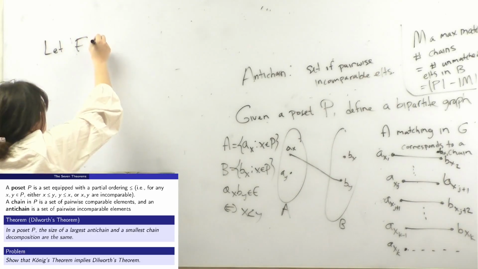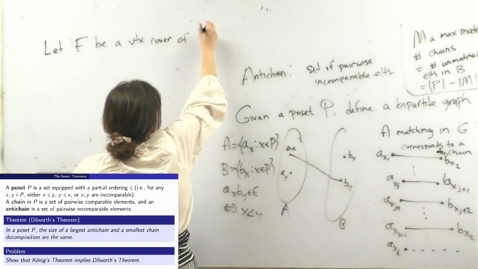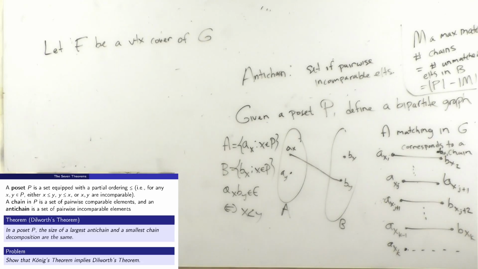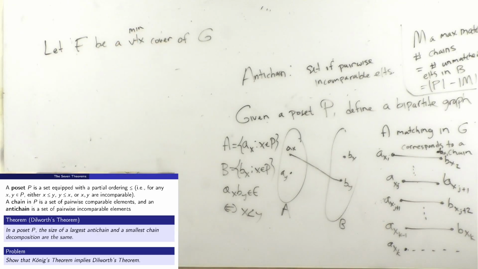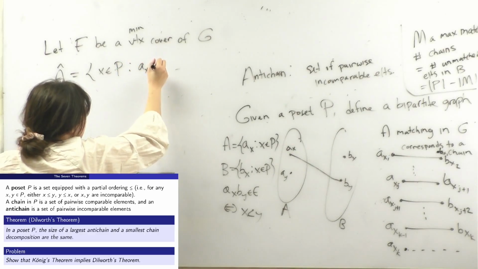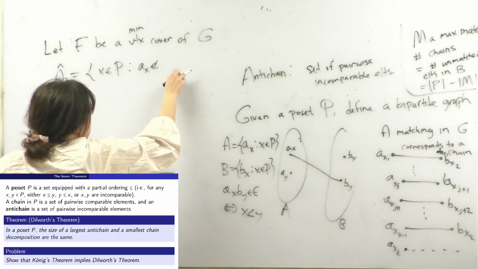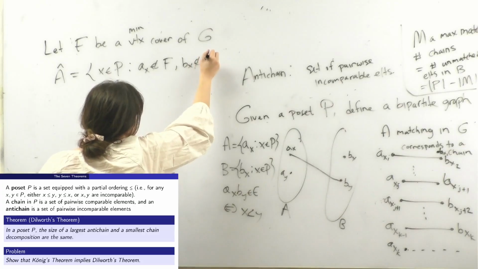Go between vertex covers and antichains. So if I have a vertex cover F of G, maybe I can even just say it's a min vertex cover, I'm going to make what I claim is an antichain in my poset. This is going to be all the x's in my poset such that AX is not in F and BX is not in F.